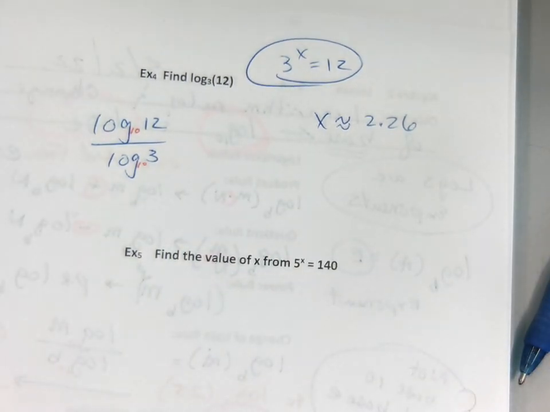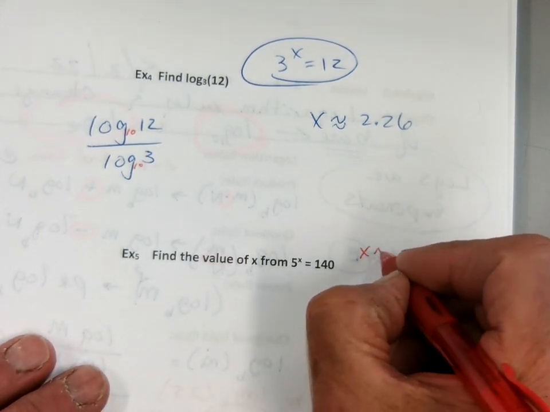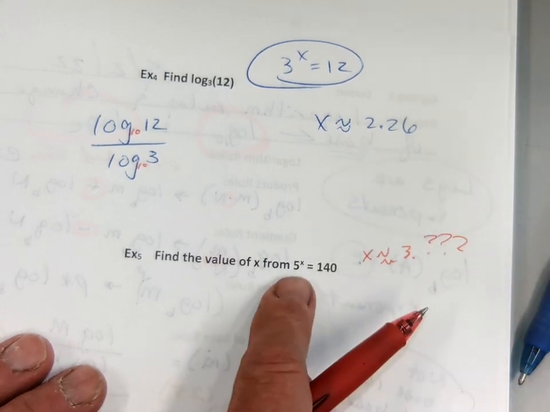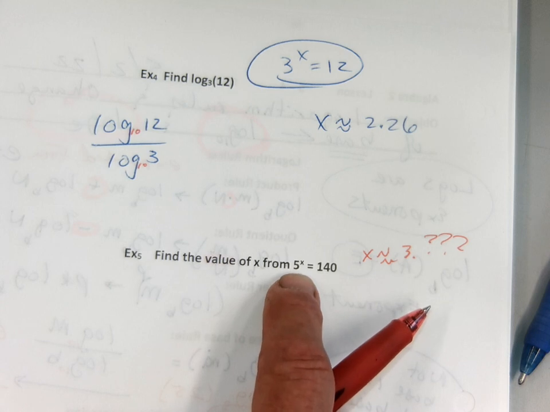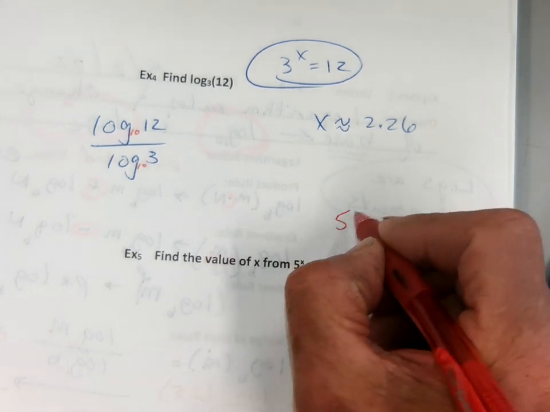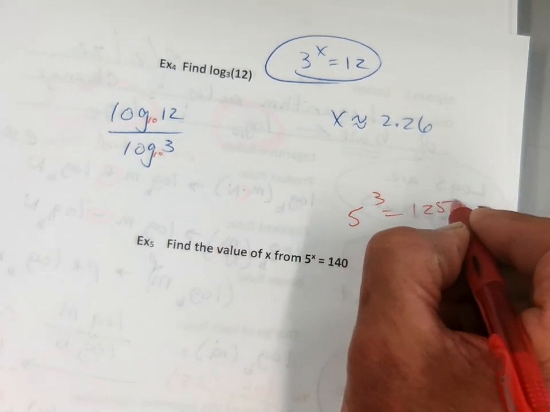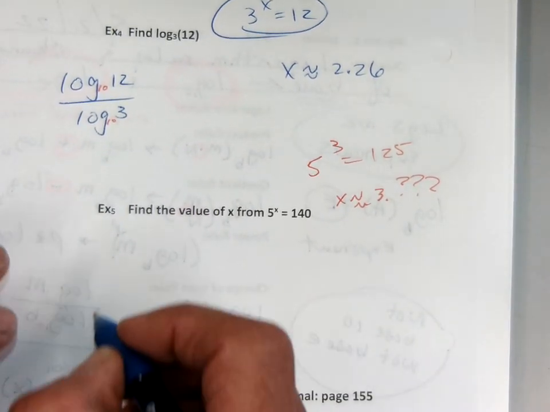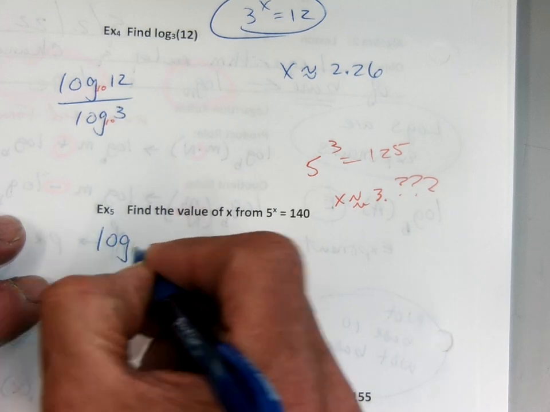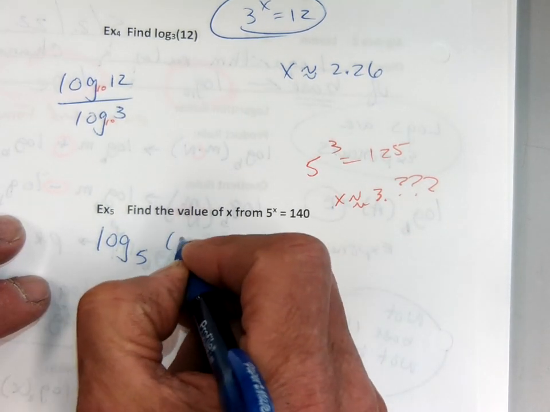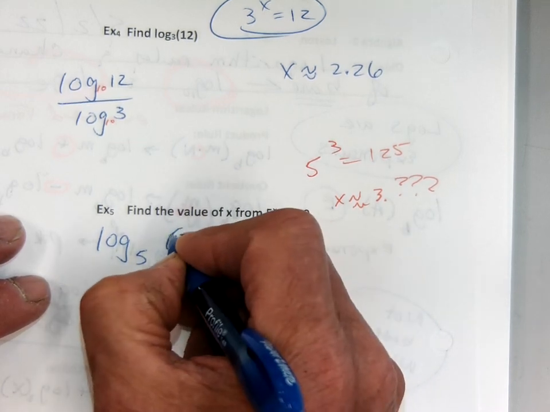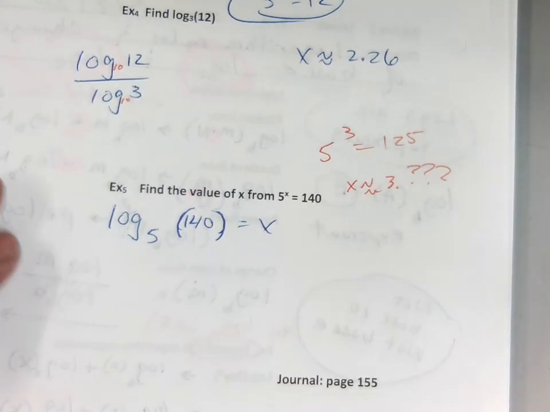All right, now, example 5. Well, it's got to be a 3 point something, because I know 5 to the third power is 125, but I don't want to guess and check. So I'm going to change it into log base 5 of 140 equals x. Okay, so I changed it from exponential form to log form, right?